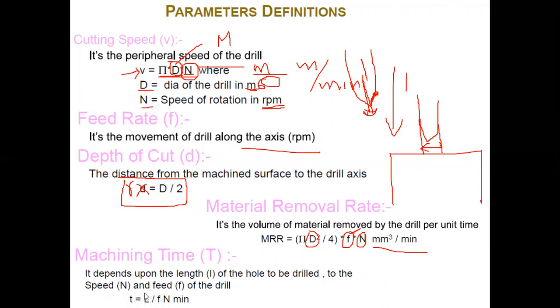So machining time can be calculated using the length of the workpiece. For example, you need to make a hole up to this length, right? So this is L. So L divided by f into N. Here small f is given.